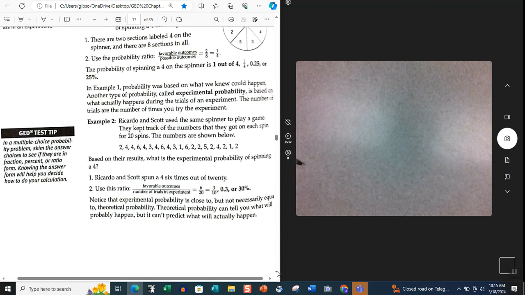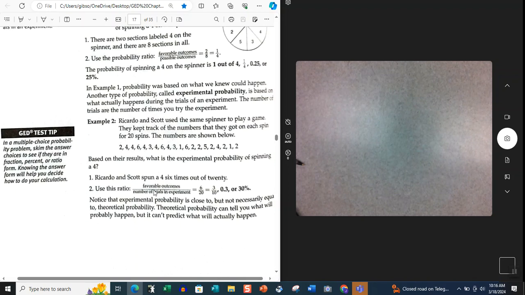So now example 2, Ricardo and Scott used the same spinner to play a game. They kept track of the numbers that they got on each spin for 20 spins. The numbers are shown below. Based on their results, what is the experimental probability of spinning a 4? So Ricardo and Scott spun a 4 6 times out of 20. So we look here, we got 1, 2, 3, 4, 5, 6 times out of 20. Because they told us that they did it for 20 spins.